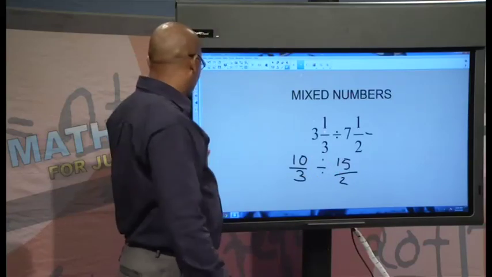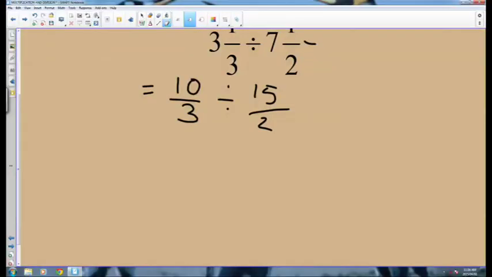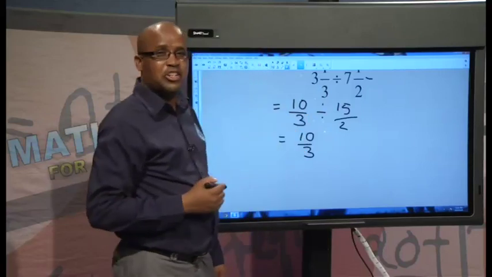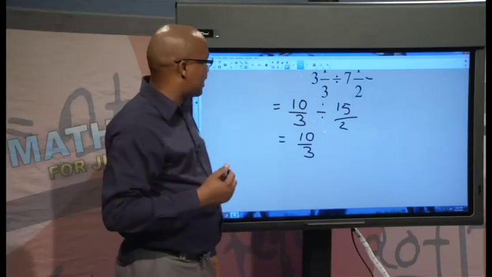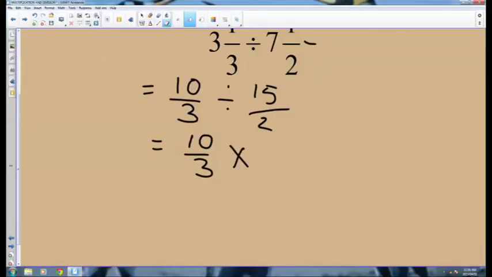So these are the fractions that we have. And then you can now divide. This will be 10 divided by 3. Then the rule says, when you divide, you change the division sign into multiplication and then invert whatever comes after the division sign. So this will be times. Now we got 15/2. We have to invert this 15/2. Then how do we invert 15/2? It will be 2/15. This is what we have.